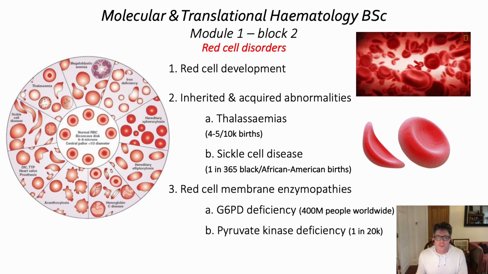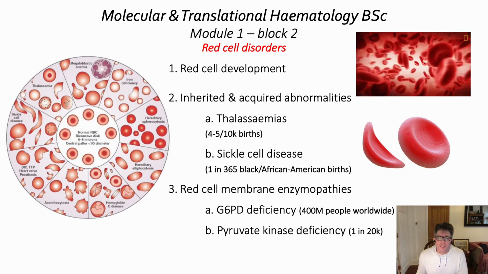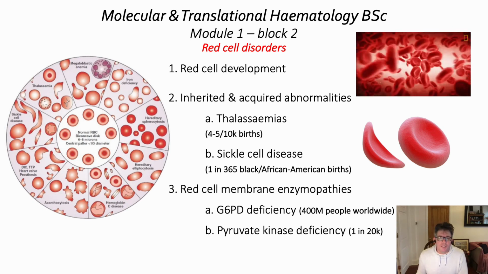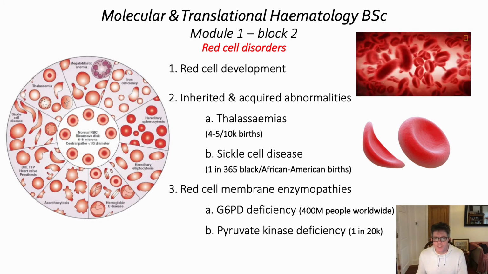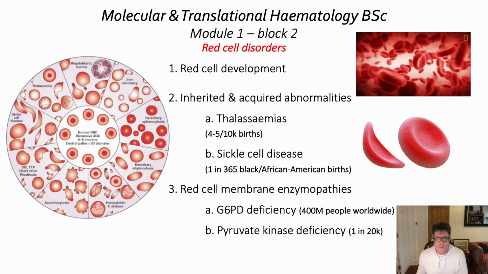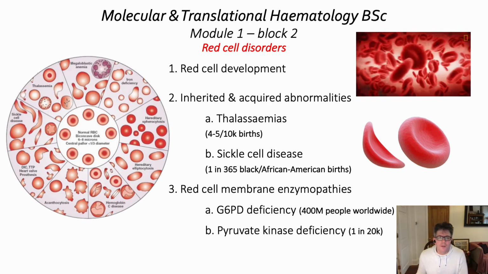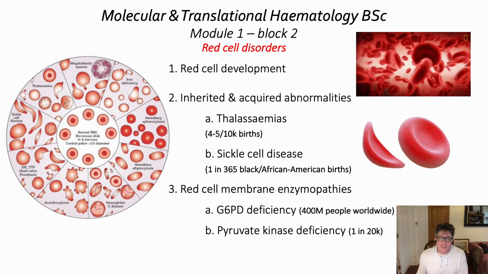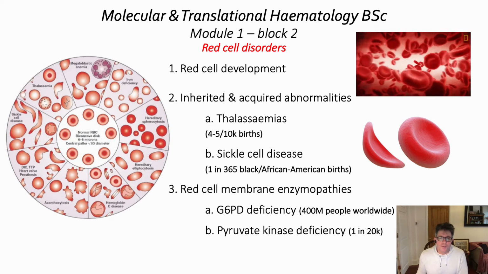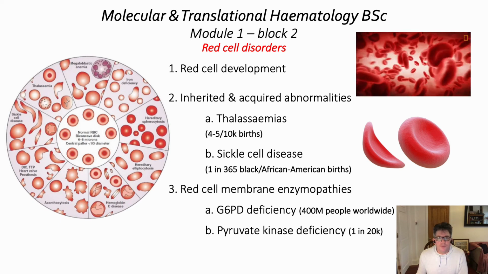Finally, in Block 2, students will explore the red cell membrane enzymopathies such as G6PD deficiency, which is the most common inherited human enzyme deficiency, affecting an estimated 400 million people worldwide, and also pyruvate kinase deficiency. Both of these enzymopathies can cause or contribute to the onset of hemolytic anemias.